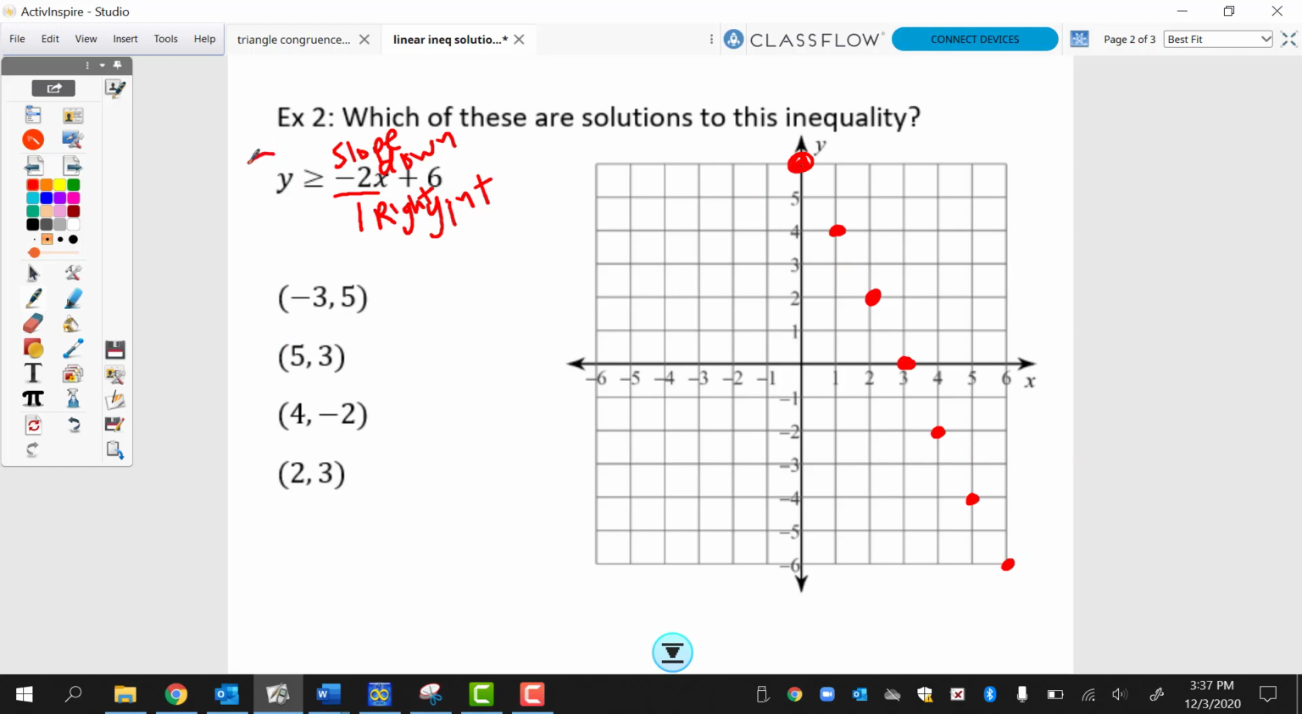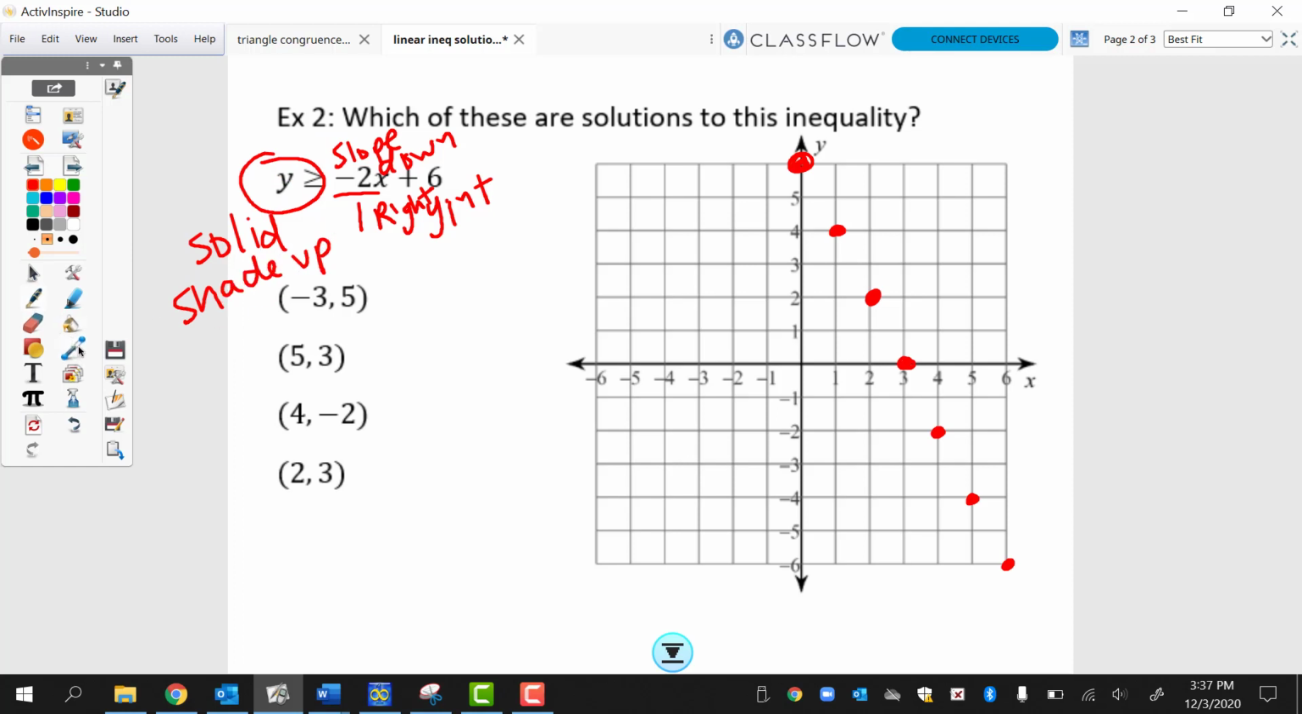So now I'm looking at my symbol over here. Does that mean I'm going to do a solid or dashed line? I see the extra line. That means it should be solid. And I see that it is opening to the left side over to the y. And that's going to tell me I'm going to shade up.